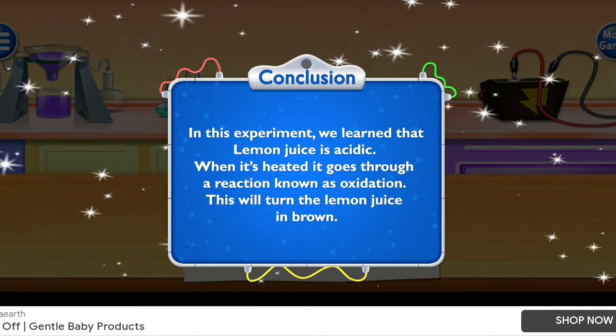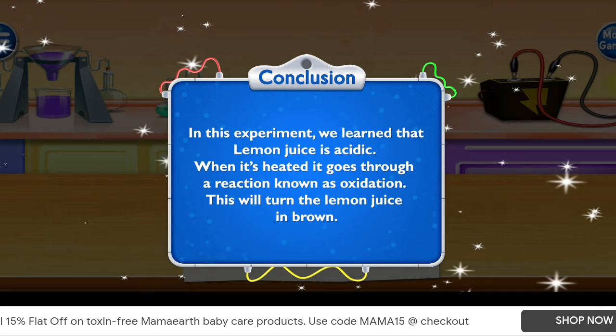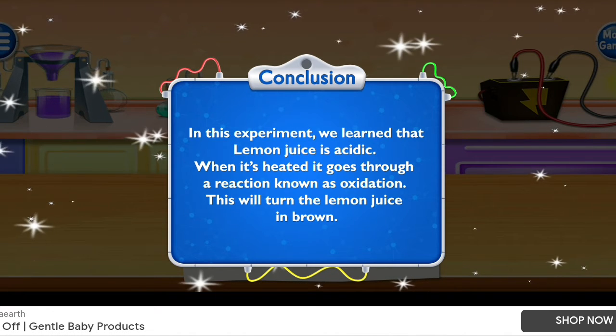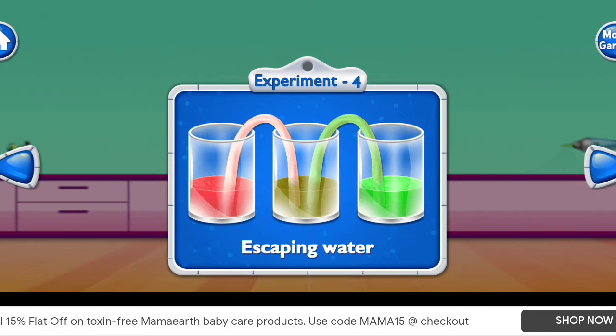In this experiment, we learned that lemon juice is acidic. When it's heated, it goes through a reaction known as oxidation. This will turn the lemon juice brown.